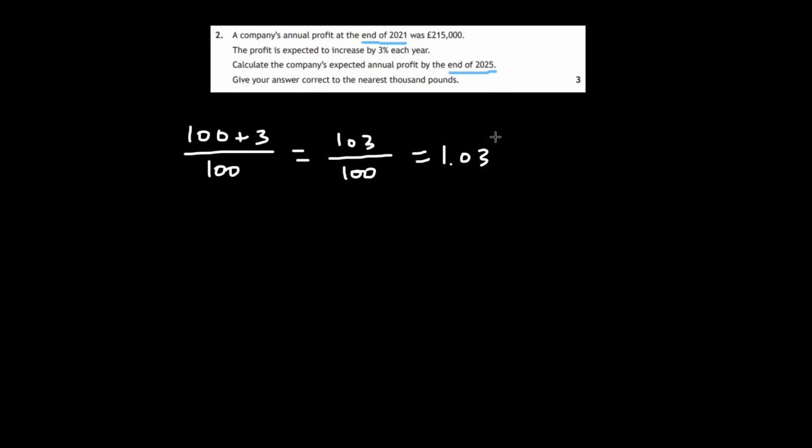Okay, so because it's an increase question, it would be 100 plus 3 over 100, and that would give you the multiplier. So that would be 1.03. And then from the end of 2021 to the end of 2025, that's exactly 4 years. So we would just raise that to the power of 4, and then we would multiply it by this quantity.